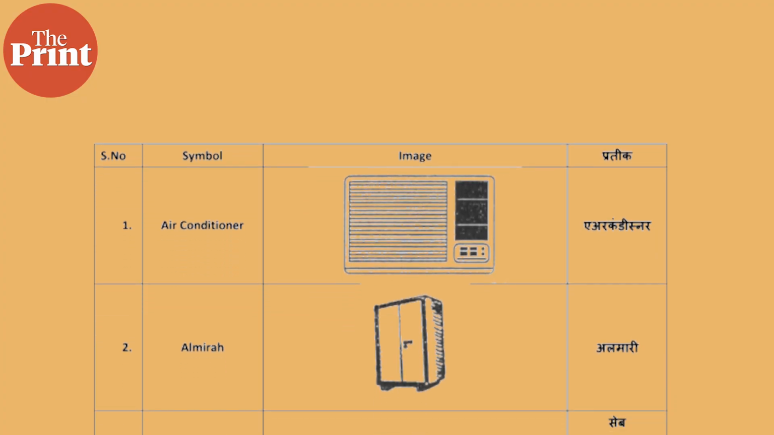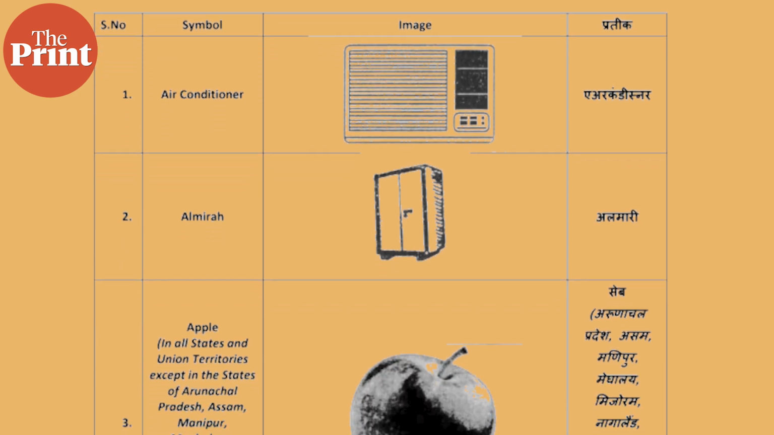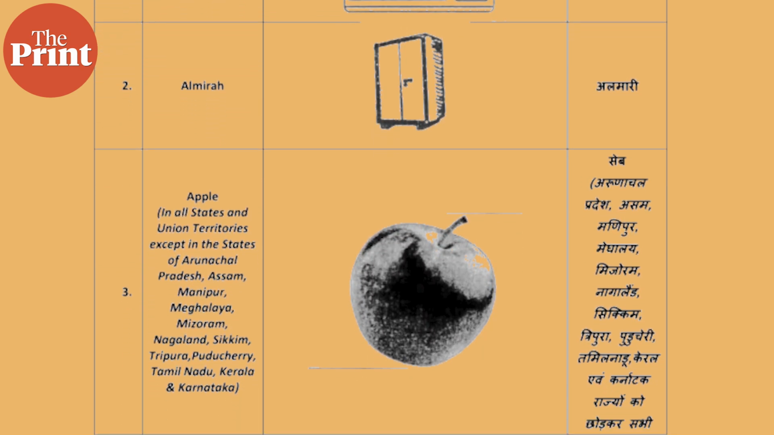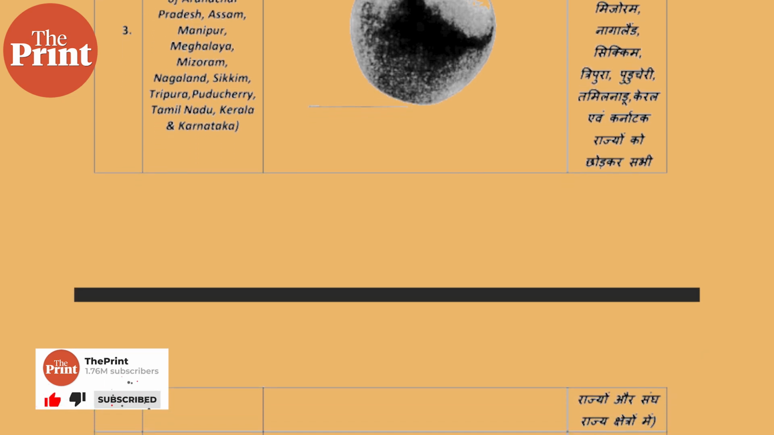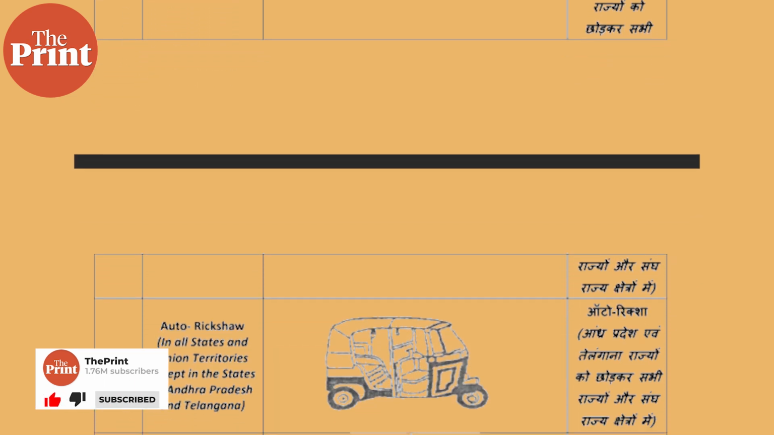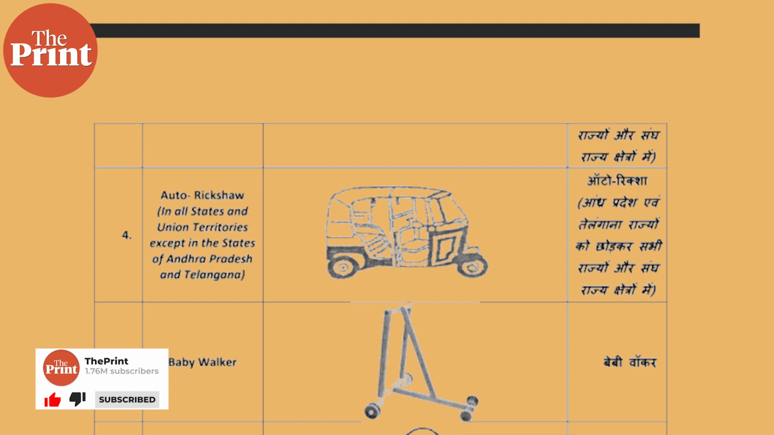Anyway, to get a new symbol allotted, parties need to choose 3 free symbols in order of preference at the time of filing their nomination papers. Among them, 1 symbol is allotted to the party or the candidates on a first come, first served basis. Now, once a symbol is reserved, it cannot be used by any other party, leaving new entrants to pick from a list of available free symbols. Fun fact, most of these symbols were sketched by draughtsman M.S. Sethi, who retired from the Election Commission in 1992.